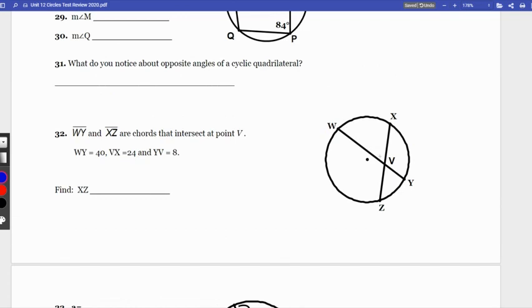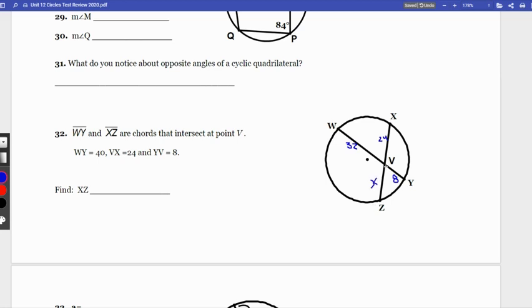If segment WY is 40, VX is 24, so I can mark this as 24. VY is 8. And WY was 40, so if WY is 40 and VY is 8, we've got 32 left over for WV, and they want us to find XZ. Well, I'm going to find this one first.